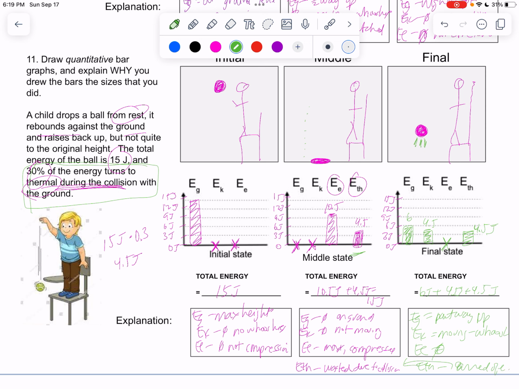It's going to eventually get to the highest point. If you drew this at its new highest point, then the kinetic would be 0. If you chose that as your final point, that's fine, but then you'd have no EK at all anywhere, which is fine because you're just picking 3 snapshots. All right, done.